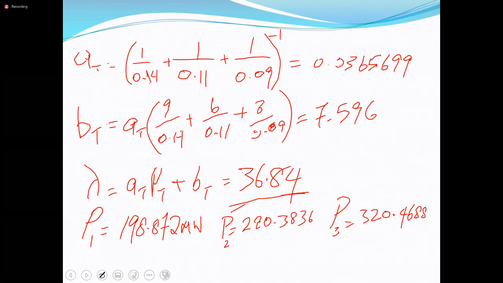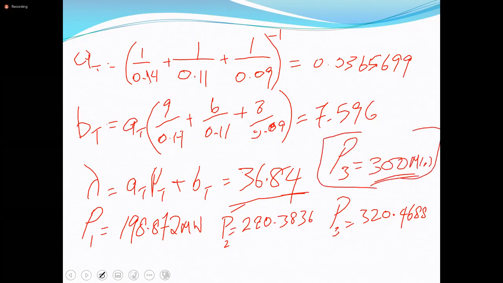All right, so you're going to assign P3 as 300 because that's its maximum. You're constrained by that. Having done that, what's the next move? We're going to sub P3 for 300 megawatts into the formula. Which formula? The lambda, sir.